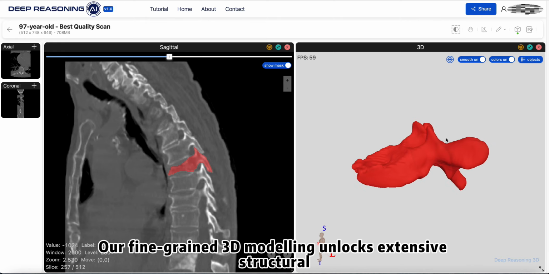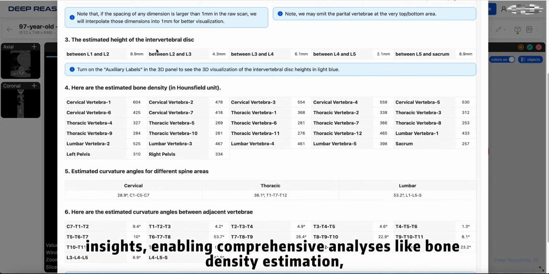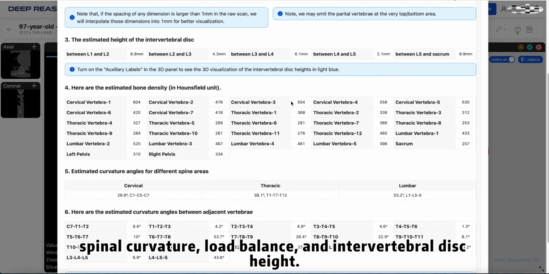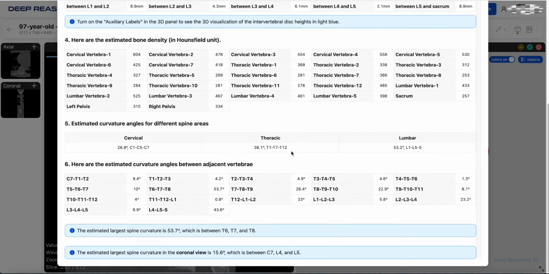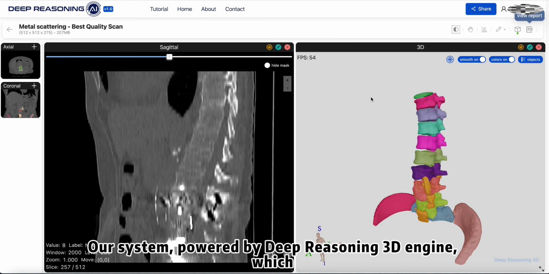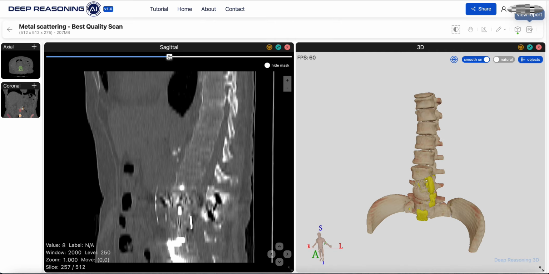Our fine-grained 3D modeling unlocks extensive structural insights, enabling comprehensive analyses like bone density estimation, spinal curvature, load balance, and intervertebral disc height. Our system, powered by the Deep Reasoning 3D Engine, which combines deep learning and anatomical knowledge, is robust to anomalies and metal artifacts.